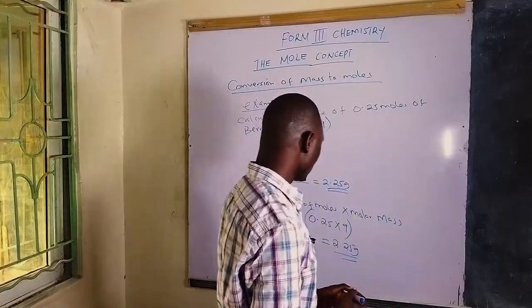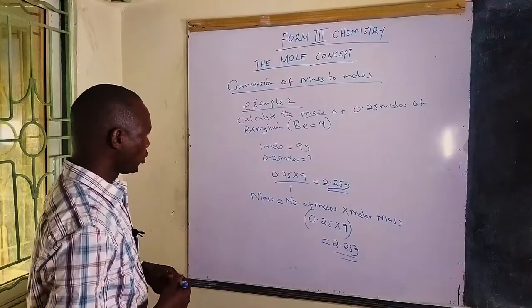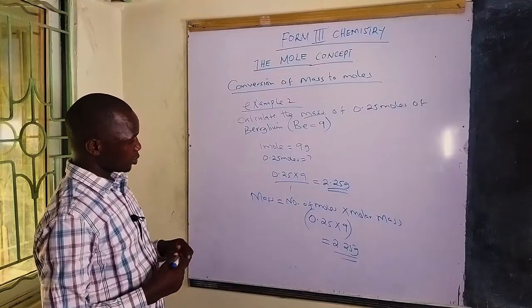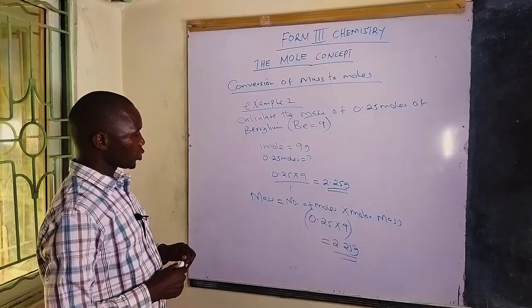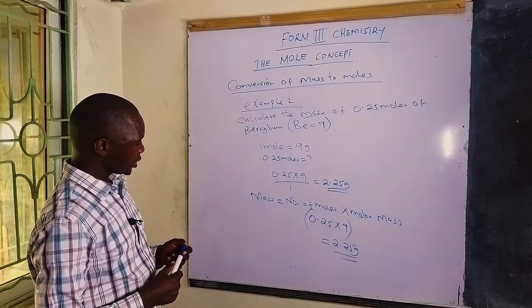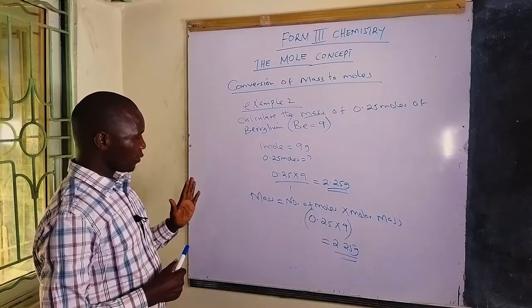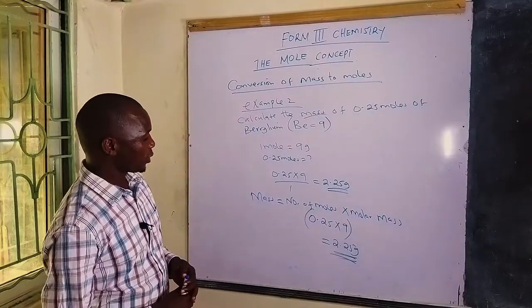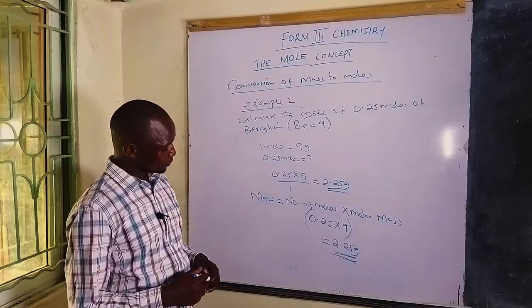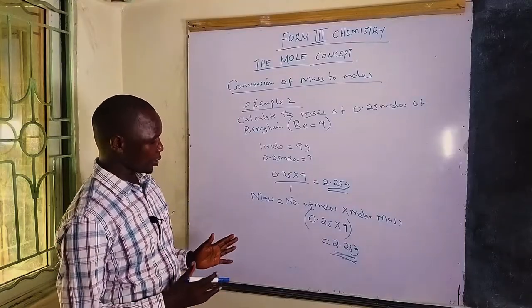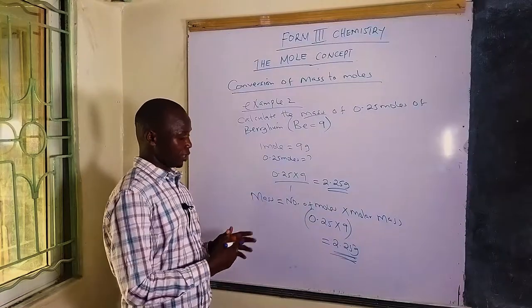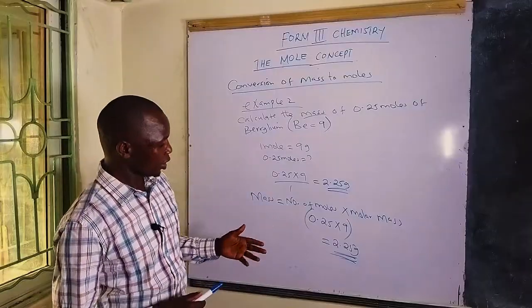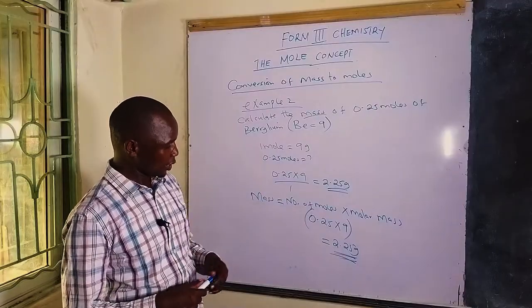For us to understand this topic, we should always know that 1 mole of any substance will always contain 6.023 times 10 power 23 particles, and the mass of 1 mole of any substance is equal to its relative atomic mass. That is what we can do for today. In case you have questions, we are going to do more questions from the mole concept so that you learn how to apply it in calculation of any question that you may get along the way.